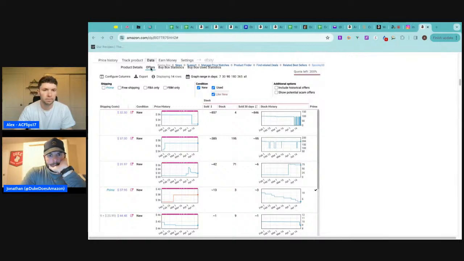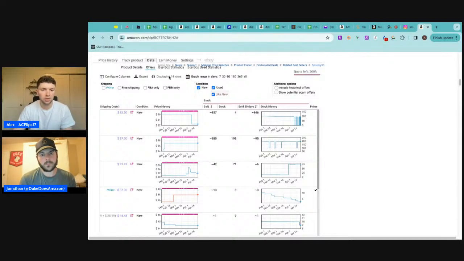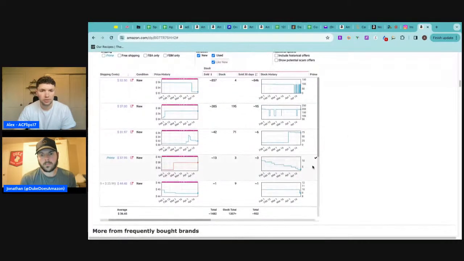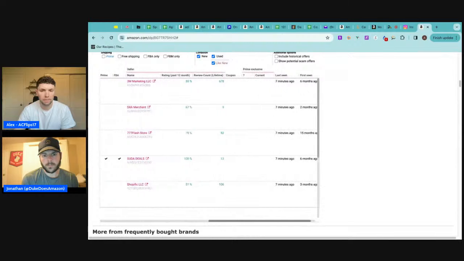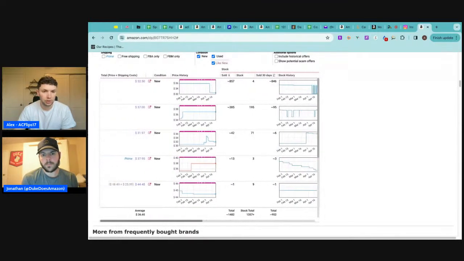We have data and then offers. You have product details, offers, buy box statistics. Really, offers and buy box statistics are some of the ones that Jonathan and I look at most. But today we're going to go strictly on offers because as you can see, scrolling through, there is a lot of information here. So we're going to break down each column.